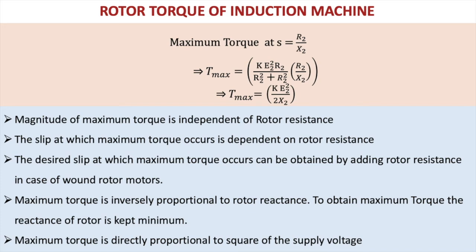Now these are the few things we observe with the maximum torque equation, and we can design a motor to have the desirable characteristics of the induction motor. So these points are important to determine the dependency of the maximum torque.